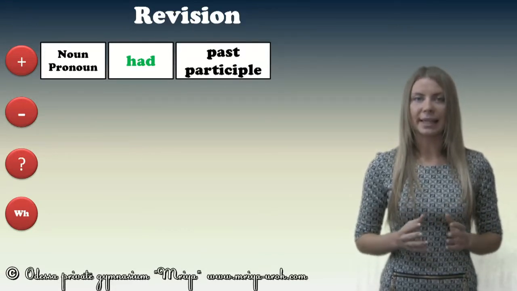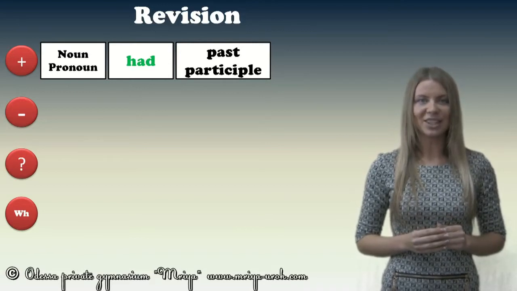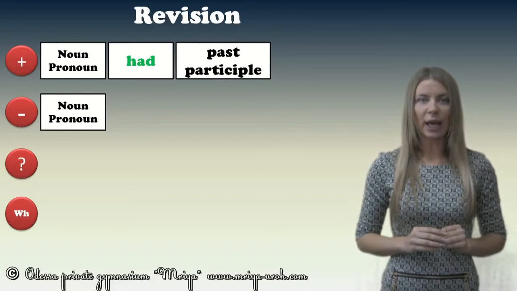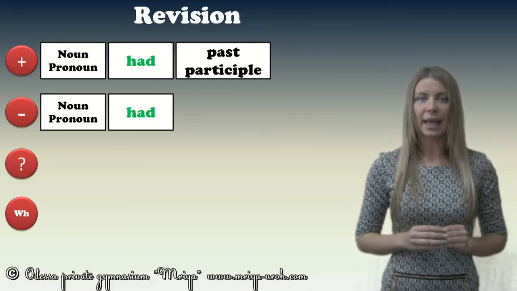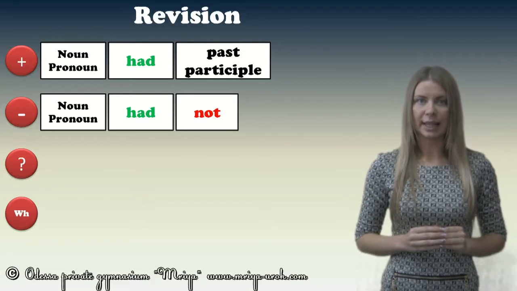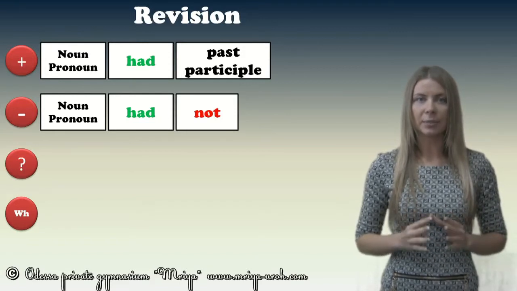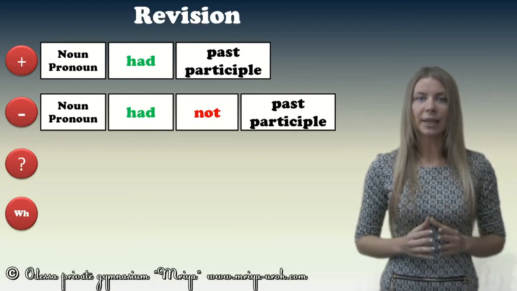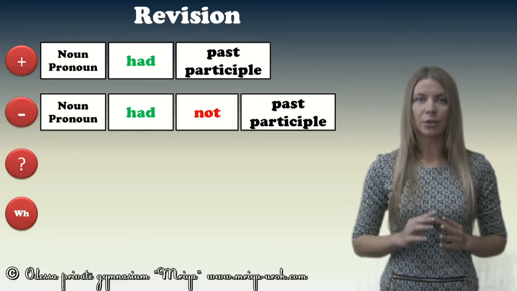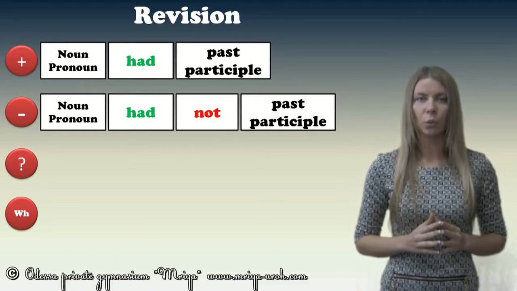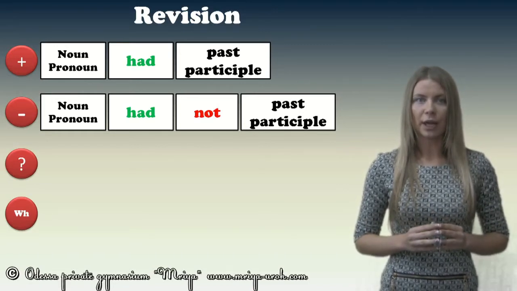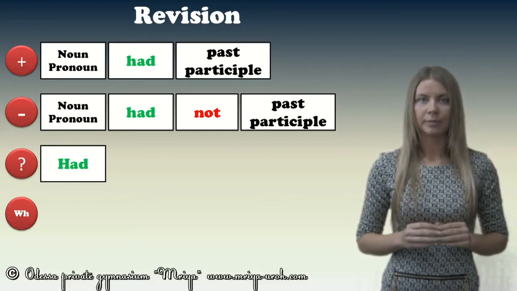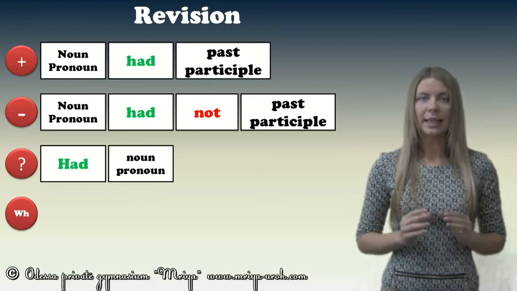In order to make a negative sentence, on the first position you have to put noun or pronoun. Then you have to put had. Then you put not, because this is a negative sentence, and on the last position you have to put past participle. In order to make a general question, I remind you, a question without a question word, on the first position you have to put had, then you have to put noun or pronoun, and after that you put past participle.